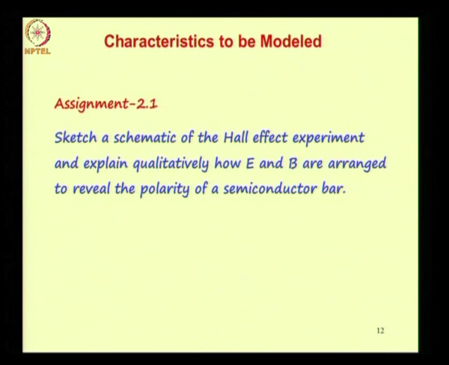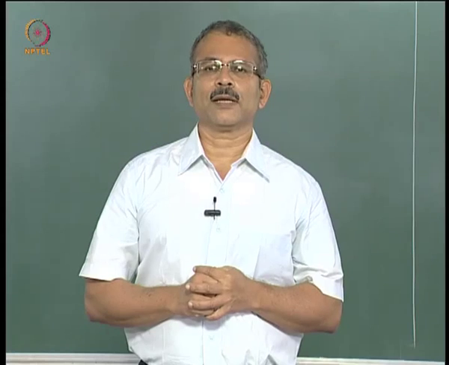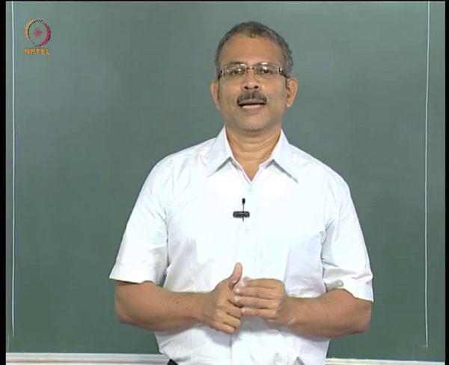Now here is an assignment for you. Sketch a schematic of the Hall effect experiment and explain qualitatively how E and B are arranged to reveal the polarity of a semiconductor bar. So here E means electric field and B means magnetic field.